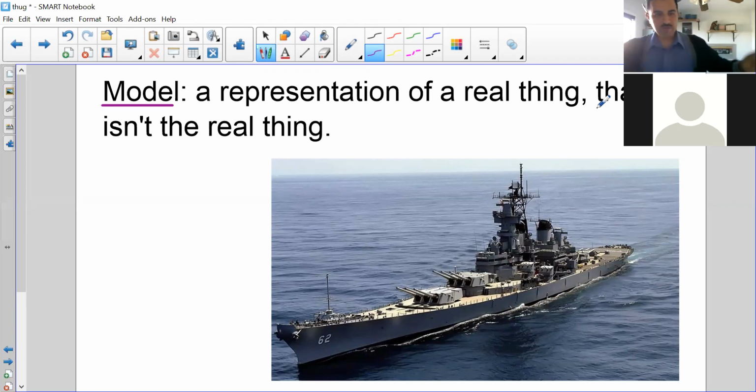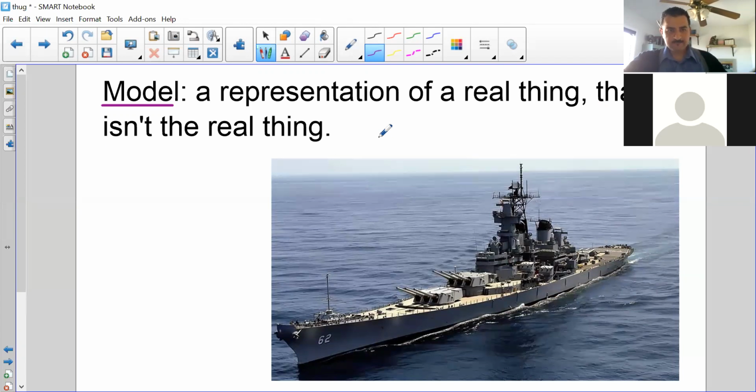I love that battleship, man. I think it's cool. So, a representation of a real thing that isn't a real thing. A representation of a real thing that isn't the real thing.